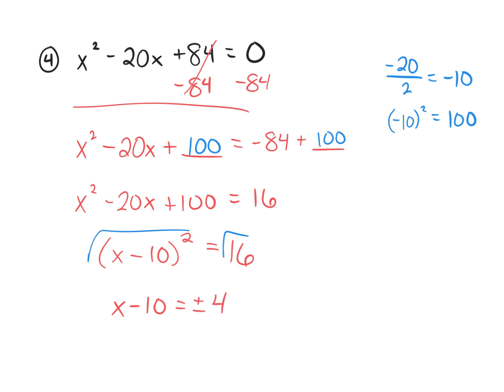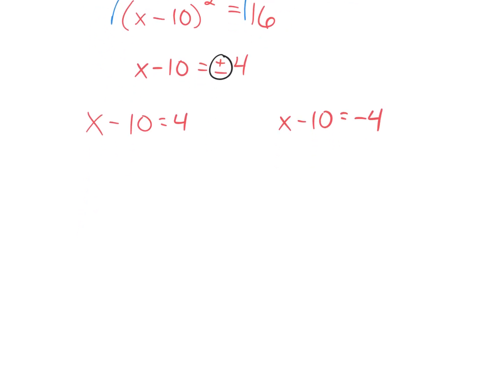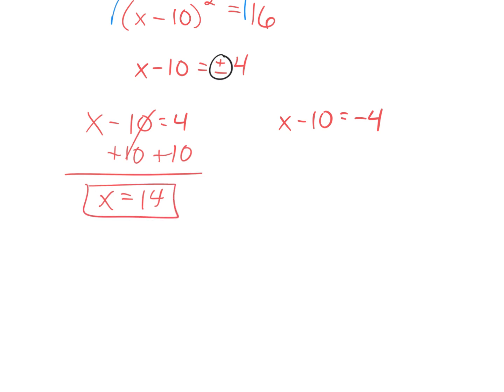Plus minus. What should you circle right now? Plus minus. That tells us what? Split it up. What do I split it up as? X minus 10 equals 4 and then X minus 10 equals negative 4. Good. Last thing. Solve it. Yep, by adding 10, so we get x equals 14. And then add 10 to get x equals 6. Good.